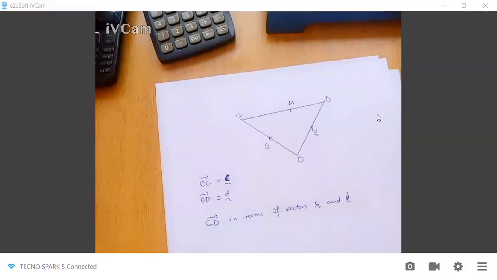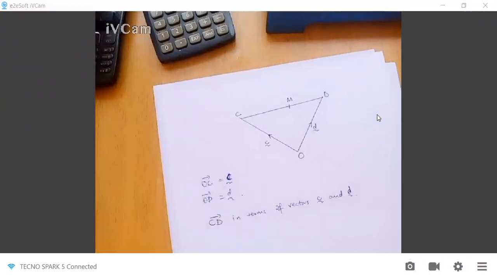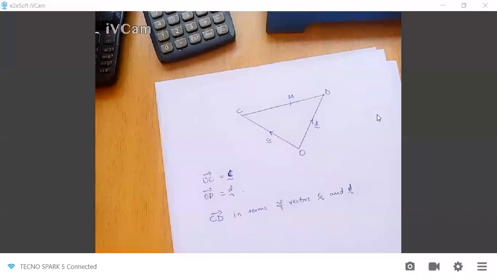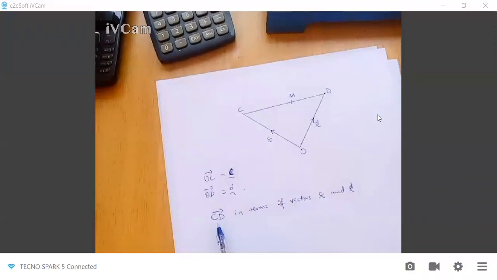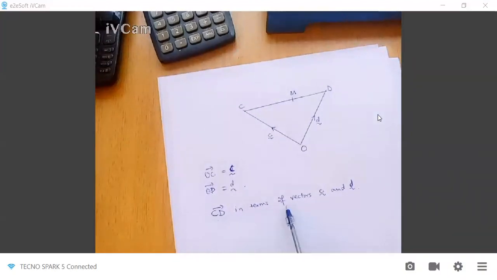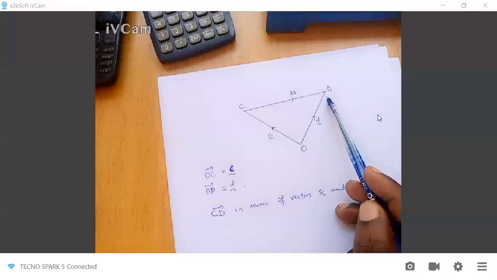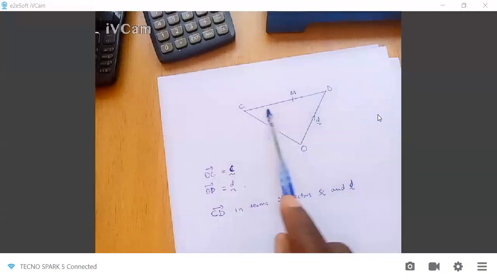Okay, so OC is given as c, OD is given as d. They are telling you to find CD in terms of c and d. So this is CD, isn't it? Yes, CD.